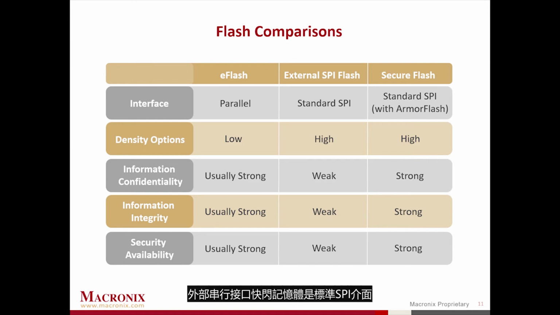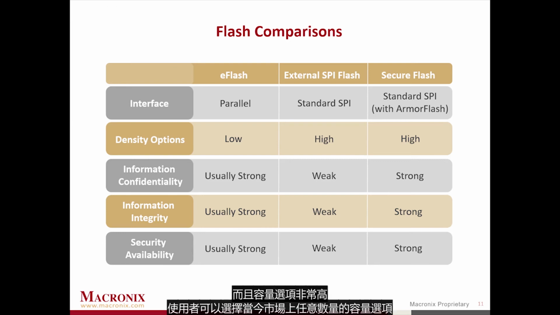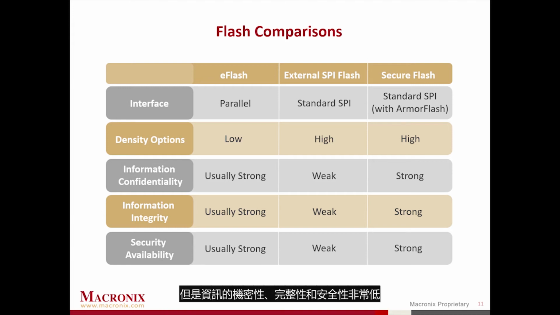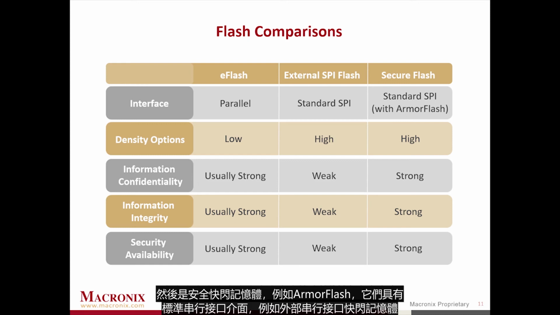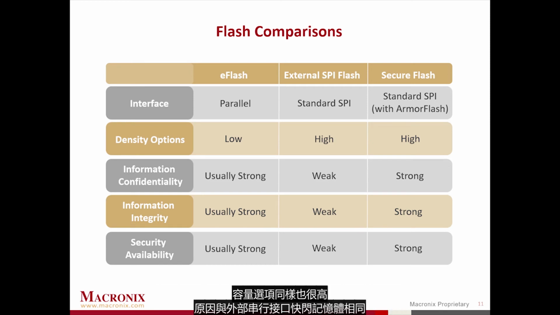The external SPI flash device is a standard SPI interface, and the density options for it are quite high because the user can choose any number of density options on the market today. However, the information confidentiality, integrity, and security availability are quite weak. And then there are secure flash devices like Armor Flash that have a standard SPI interface like the external SPI flash. And the density options are high, again, for the same reasons as the external SPI flash. However, the information confidentiality, integrity, and security availability are very strong.